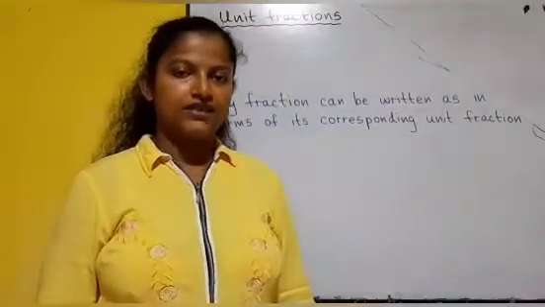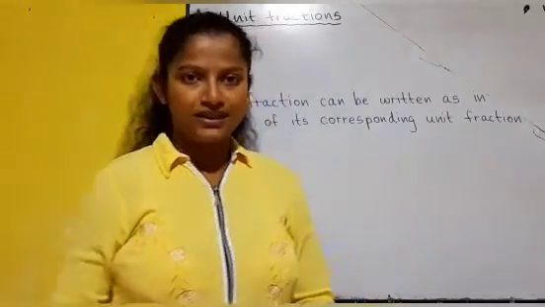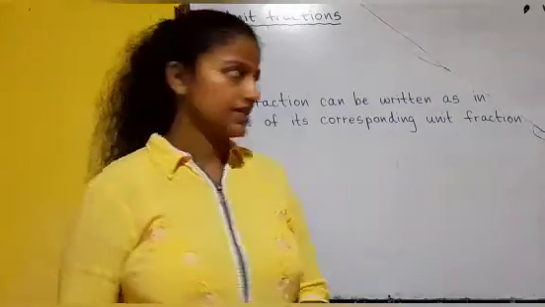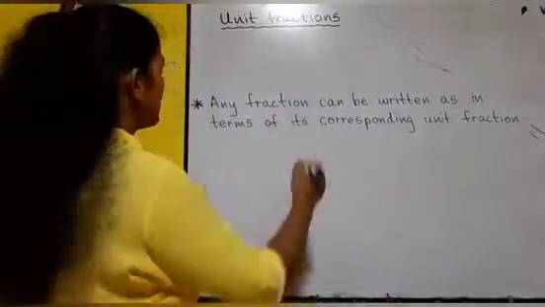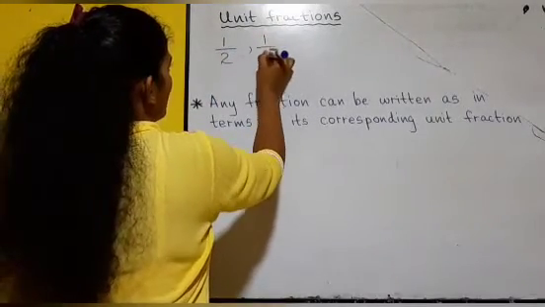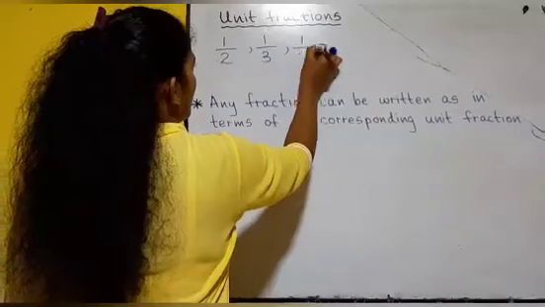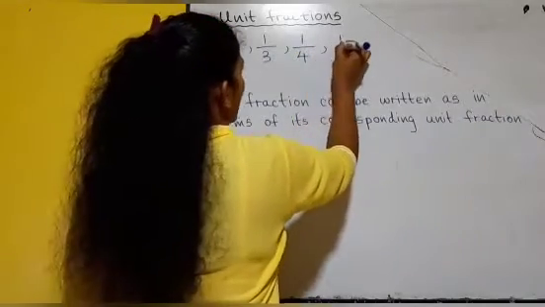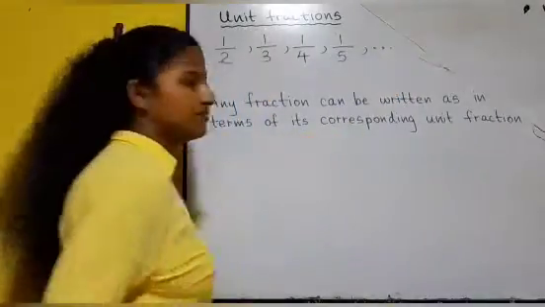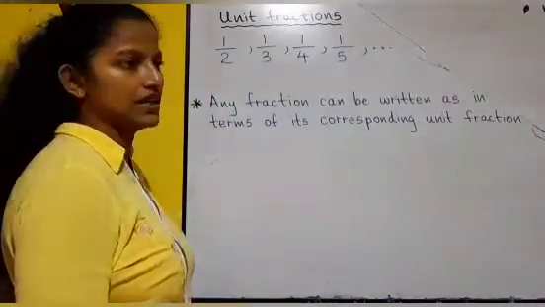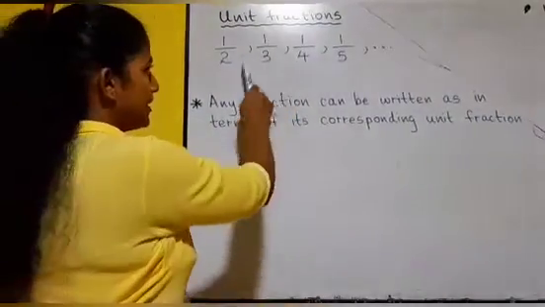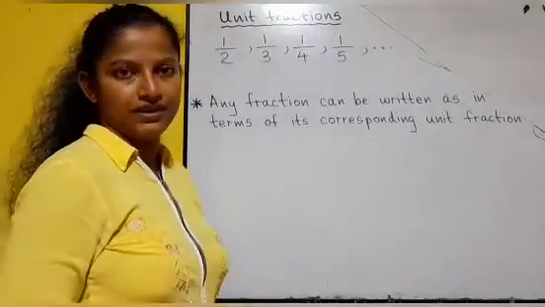Unit fractions. Fractions with numerator equal to 1 are known as unit fractions. As example, I can write 1 over 2, then 1 over 3, 1 over 4, 1 over 5. All these are unit fractions. I can write many. So many unit fractions are there. Always the numerator is equal to 1. Denominator can be taken any value here.